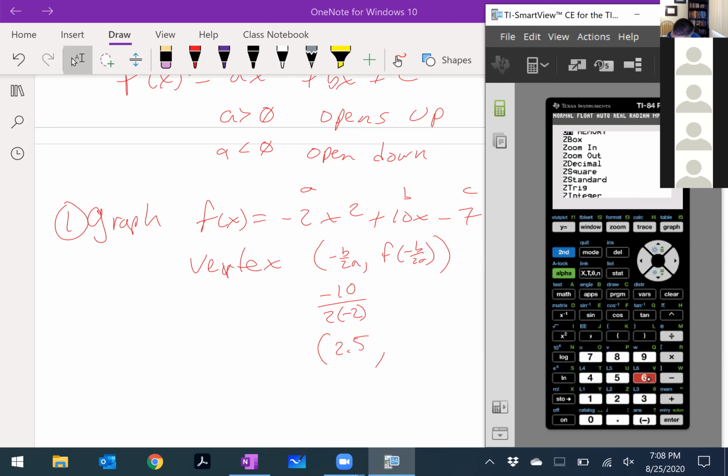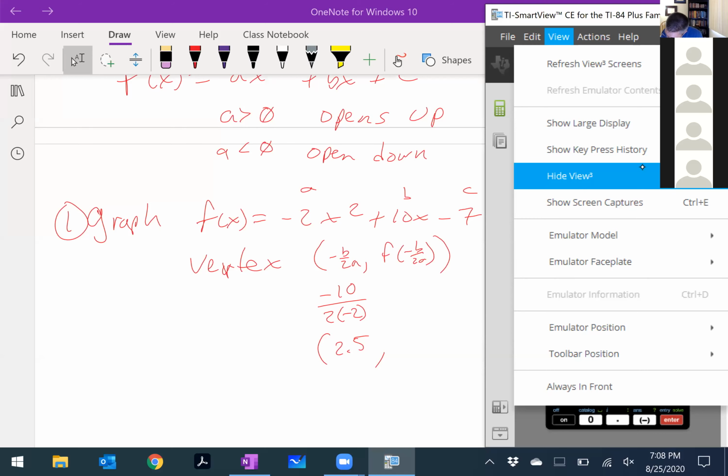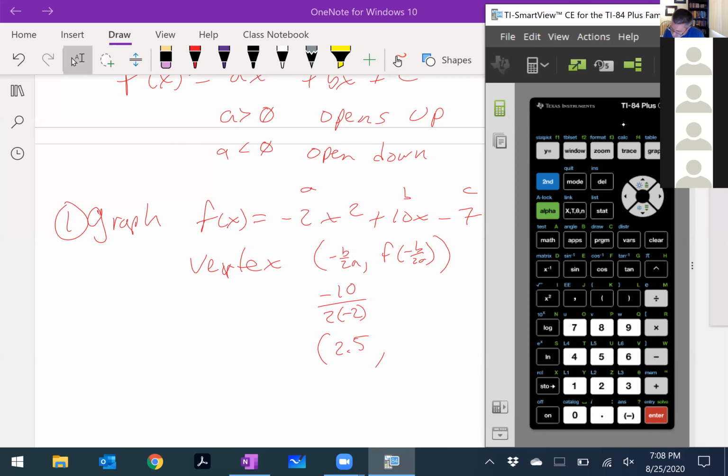No, I didn't want to do that. I want the view. No, show large display. There we go. Okay, so now bring this over like that. Look at that. Nice. And we can see that when x is equal to 2.5, y is equal to 5.5. Right? When x is equal to 2.5, y is equal to 5.5.